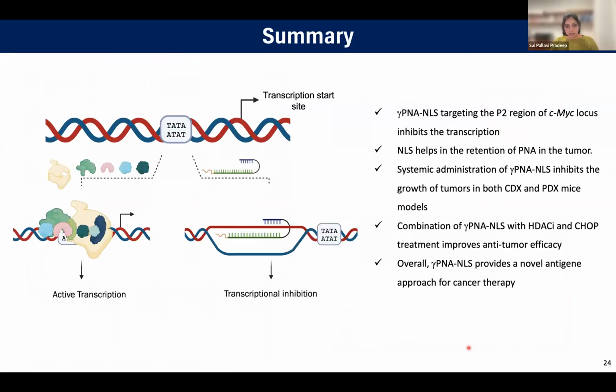So in conclusion, we had shown that the PNA targeting the P2 site in the c-Myc locus inhibits transcription. The NLS helps in delivery of the PNA into the cell as well as accumulation in the tumor. We showed that systemic administration inhibits the growth of the tumor in both the CDX and the PDX mouse model, and the combination treatments improve this efficacy. So in conclusion, I hope I have tried and convinced you about the use of gamma PNAs as an anti-gene agent.